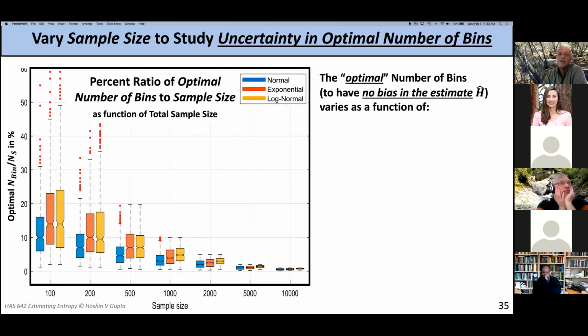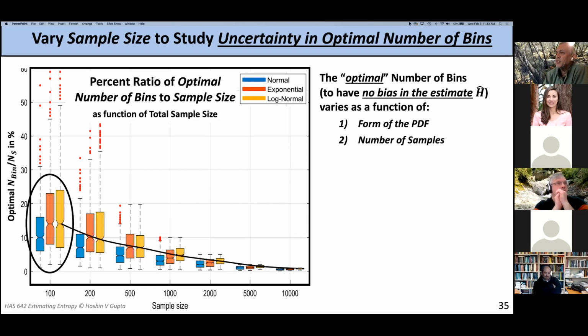And here's a plot where we calculate the optimal number of bins, in percent of sample size, against sample size, and plotted this for 3 different distributions. The colors indicate distributions, and you see the uncertainty. So this is to have no bias, right? You can see that the number varies with form of the PDF, and the uncertainty is quite large for small samples.